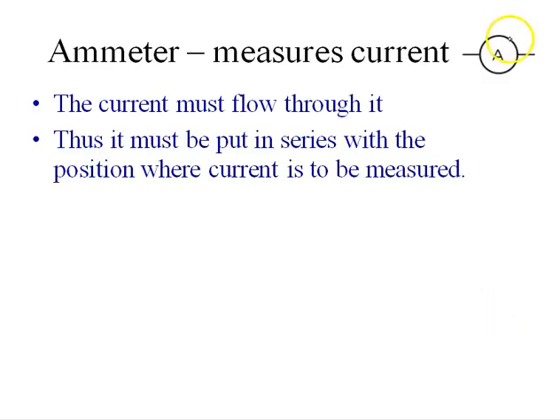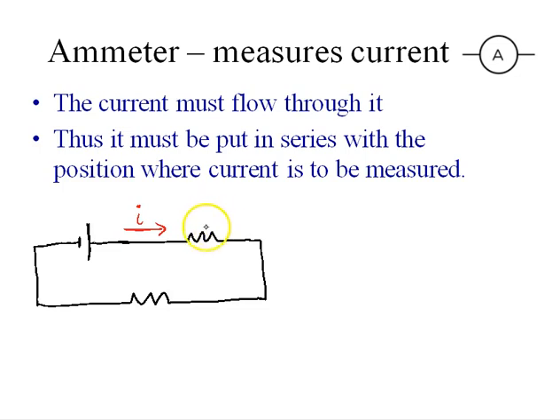Since the ammeter is measuring current, the current must flow through it. Since the same current flows through elements that are in series in a circuit, the ammeter must be placed in series with where the current is that you want to measure. So if we have, for example, a circuit with an EMF device and two resistors wired in series, then the same current flows through all elements in this circuit.